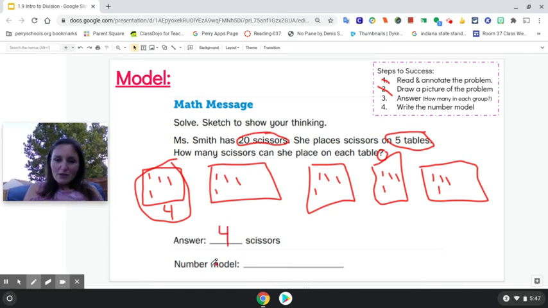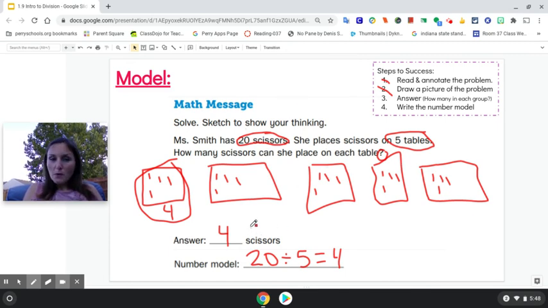Very good. All right, so my number model here was 20, my big number, divided by, what was the number here? Remember, you can only use the numbers that are in the problem. So 20 was my big number, divided by 5, which was my small number, which equals my answer of 4. That 4 was not in the number story. Right? Remember, that's always important.